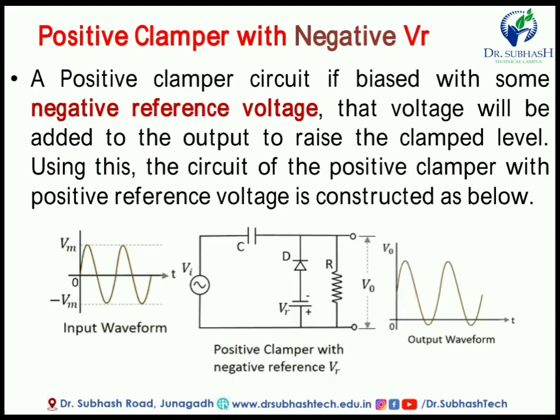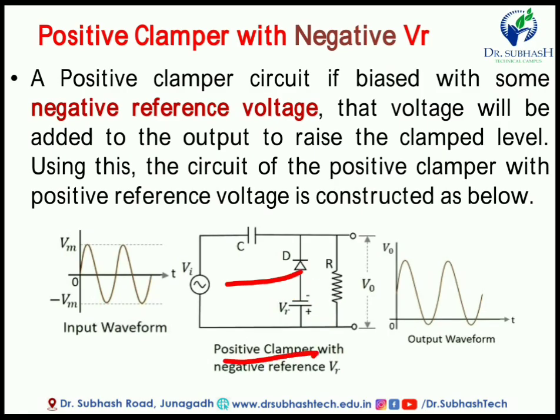Now the next one is the positive clamper with negative VR. This is negative because the negative terminal is on the upper side and the positive terminal is on the lower side. So the negative terminal is connected to the anode of this diode. We can directly say that this is negative, because here below the zero line you get some portion of the signal, because this portion is due to this VR.